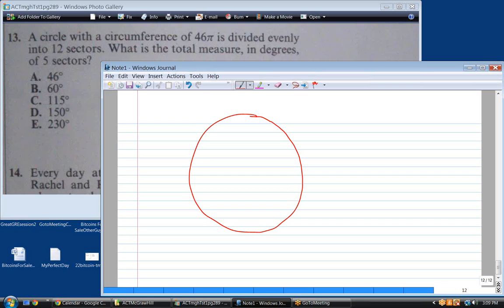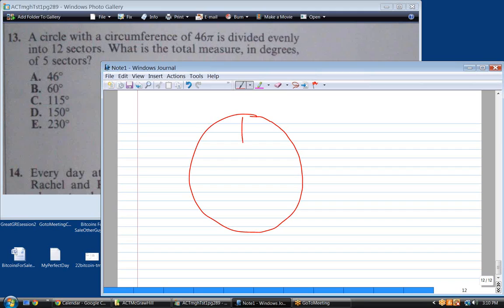Another question where they give you completely irrelevant information. How can you tell what is irrelevant information? Well, let's talk about a circle first of all. If I divide a circle up into 3 sectors, what do the sum of these 3 angles have to be? 360.